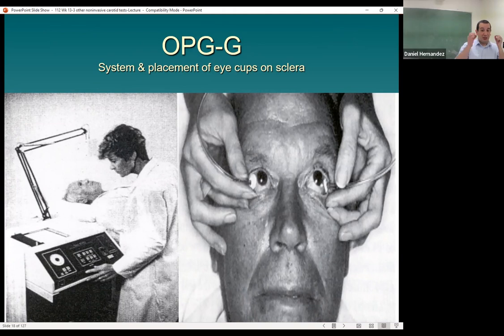So these are little suction cups that actually get attached to your eye, and then they vacuum suck to increase the pressure to stop the pulsation of the pulse. And then they release it and see when that pulse comes back. That's crazy.